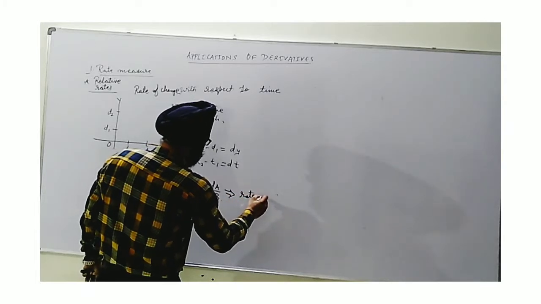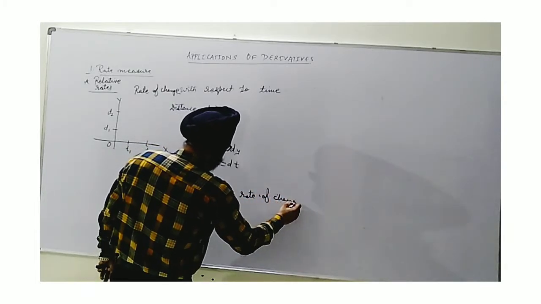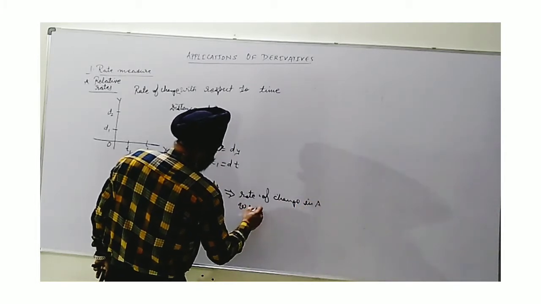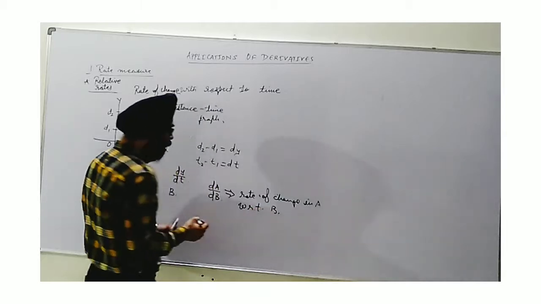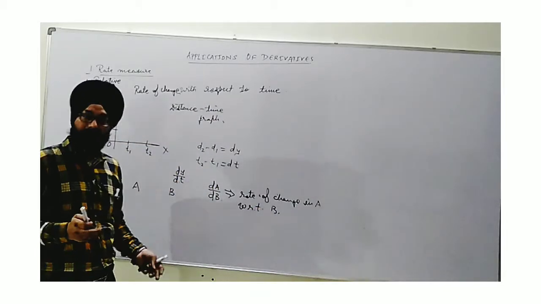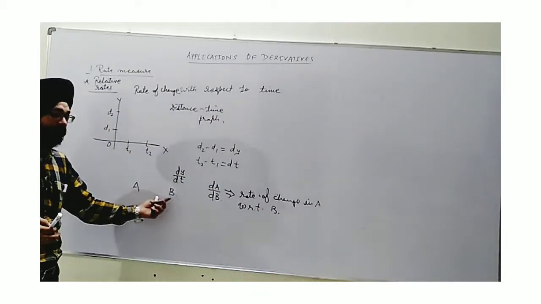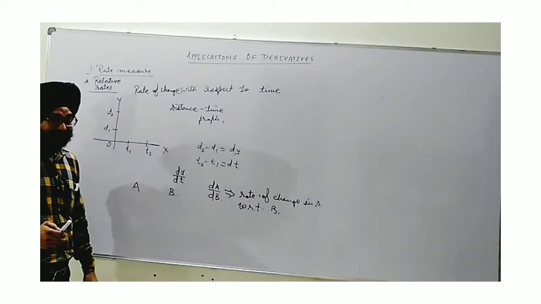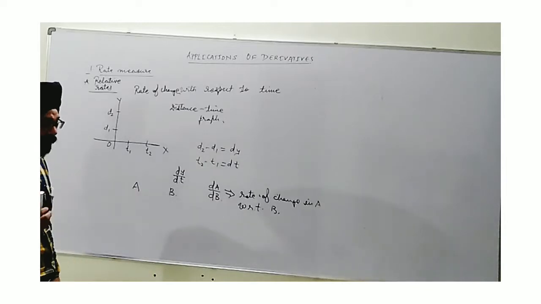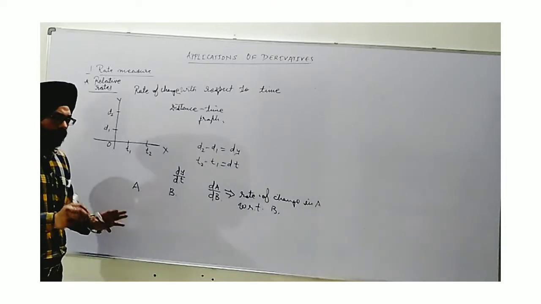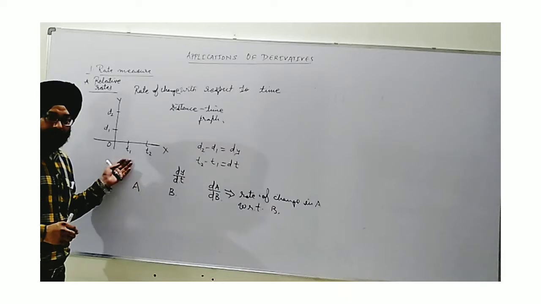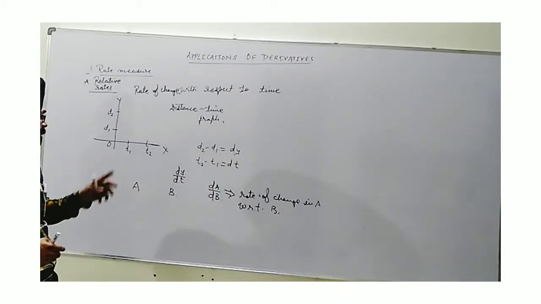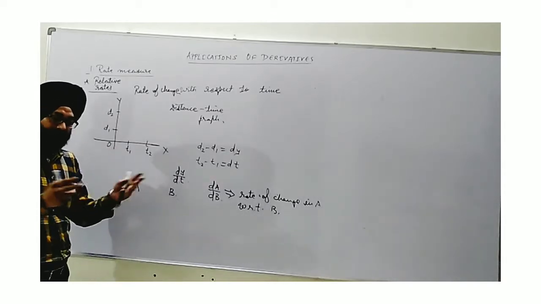dA by dB will be known as the rate of change. We will write the statement: rate of change in A with respect to B. It means when B changes, how A changes. And the condition is they are not dependent on each other. In such a case, what do we do? We take help of the concept of parametric functions. We know that all functions have one common parameter, time. Everything changes with respect to time.